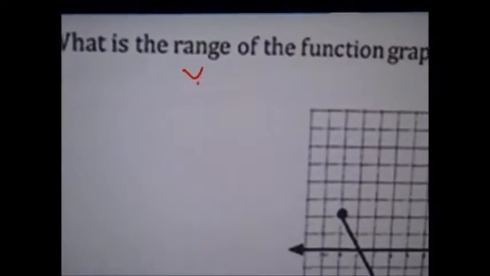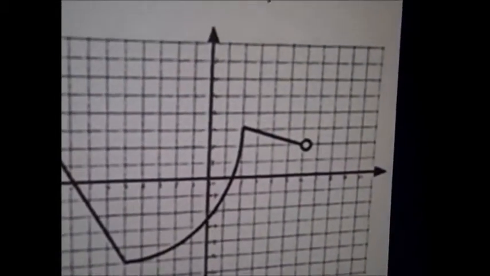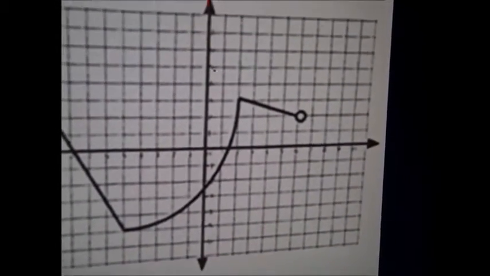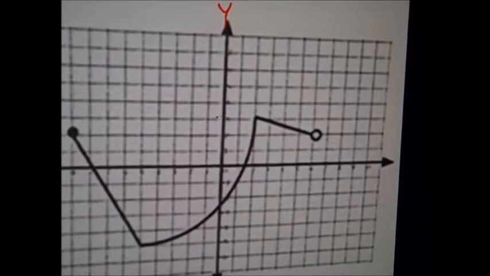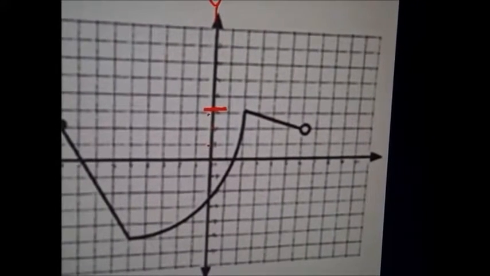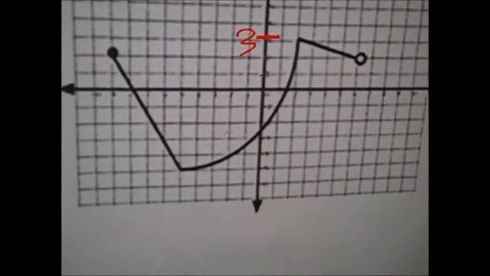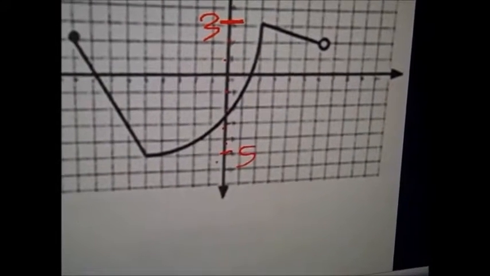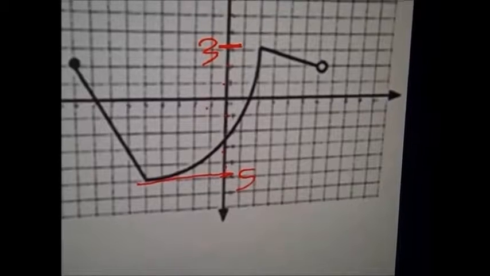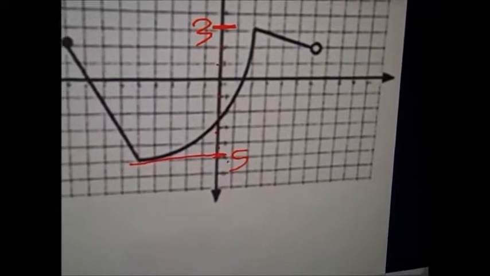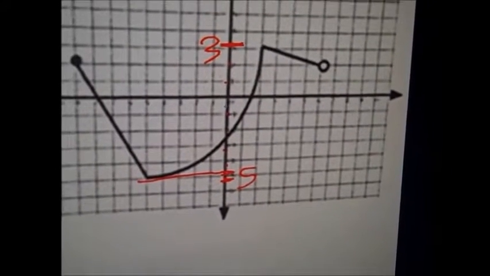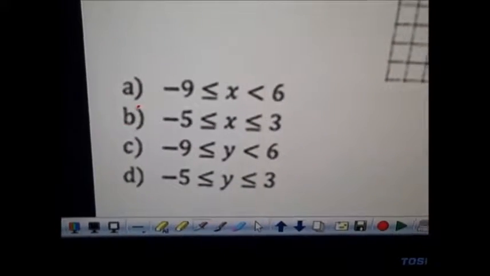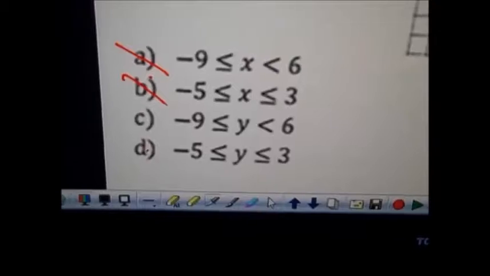It's looking for range, which is y. Look only at the y-axis. Look for what is the highest point on the graph right here, 1, 2, 3, and then the lowest point, 1, 2, 3, 4, 5. 5 right there. The y is in between, this is negative 5. Negative 5 and 3. Not x.